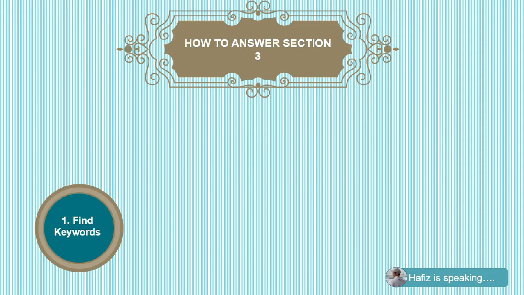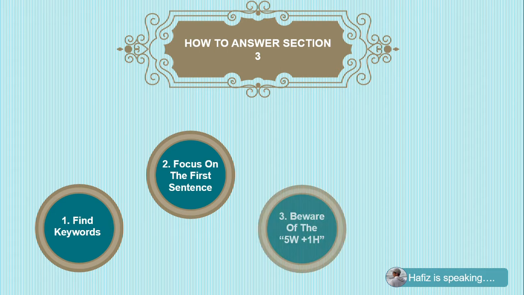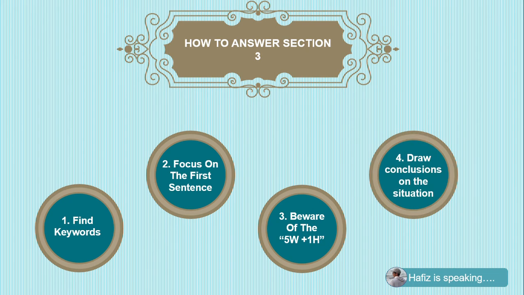And the first thing, if you have a lot of time, find keywords in the answer choices list on the question sheet. And the second is focus on the first sentence because that will usually be the topic for the next sentences. And third is beware of matters relating to 5W, 1H. Focus your hearing. And the fourth is draw conclusions on the situation that occurred during the conversation.